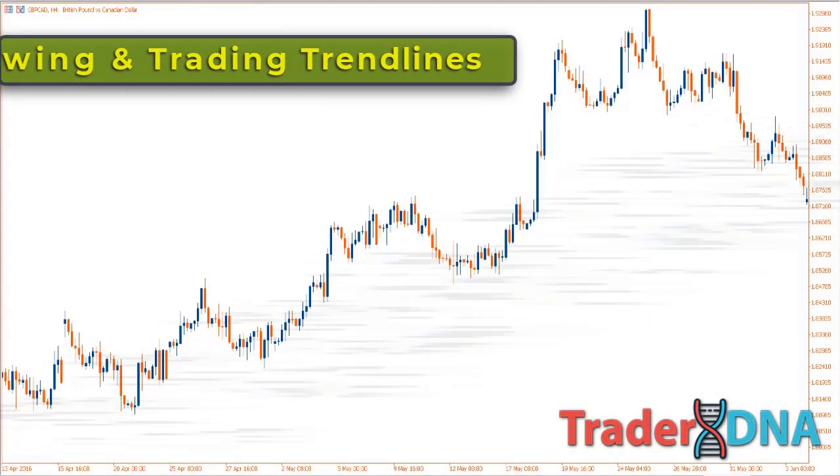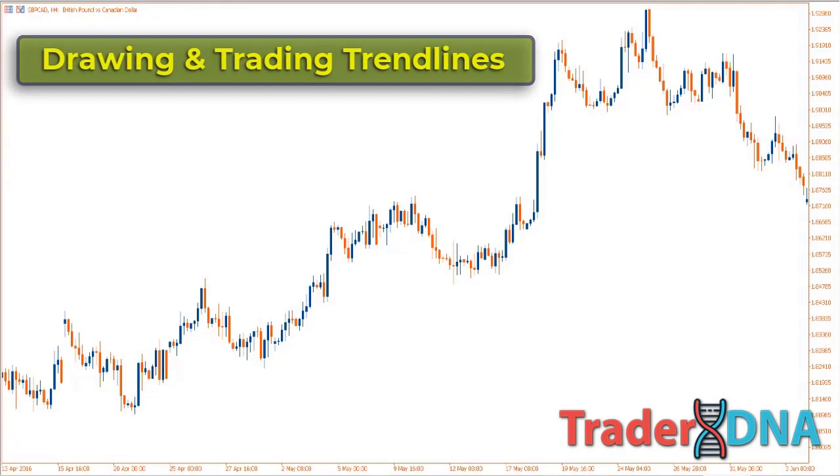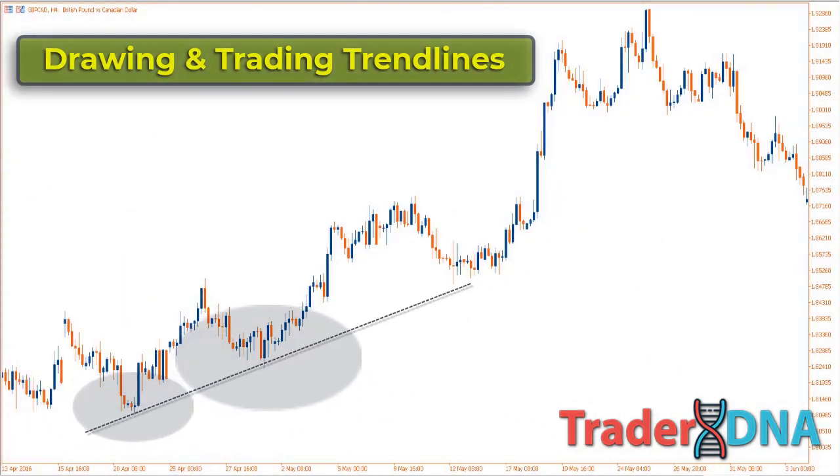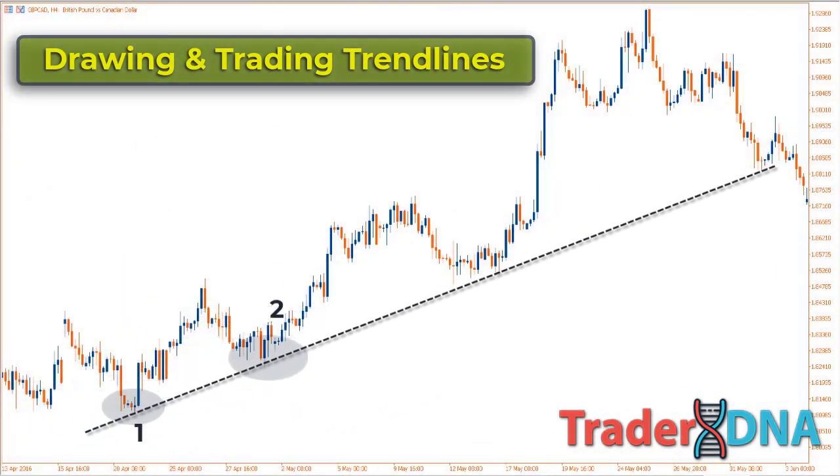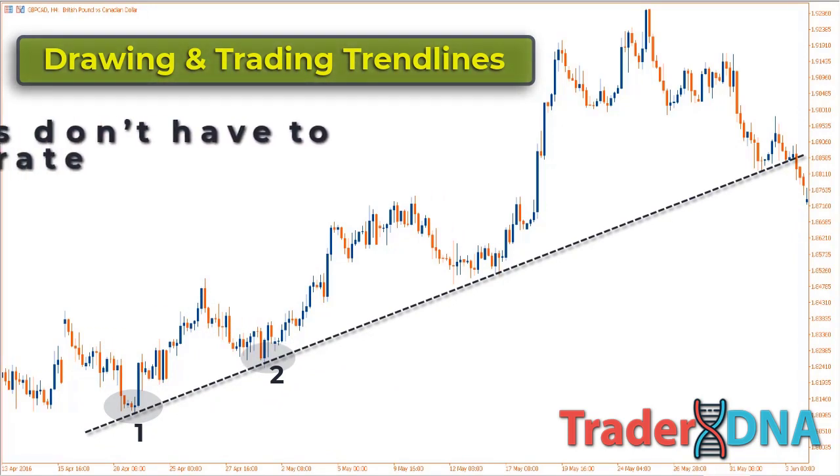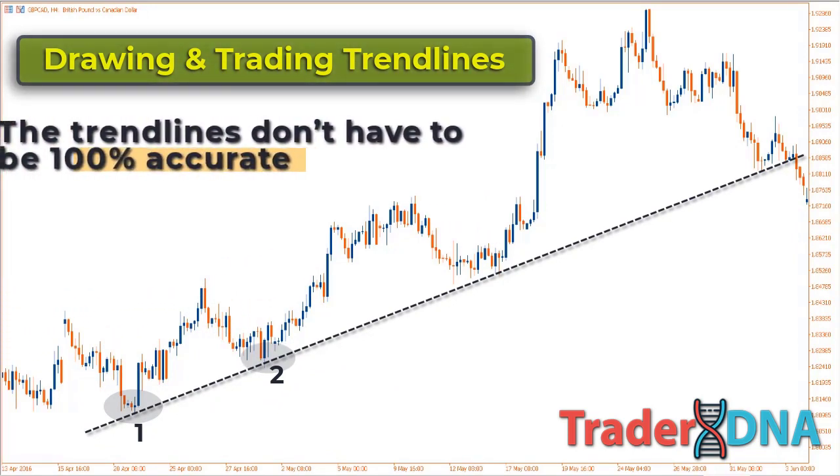Drawing and trading trendlines. Getting used to drawing trendlines takes a bit of time, but once you have drawn a few, your eye will get used to seeing trendlines quickly. In this strategy, when you draw your trendlines, always look for at least 2 contact points. Don't worry about violations of the trendline. The trendlines don't have to be 100% accurate, and as long as price respects them reasonably well, you are doing it right.